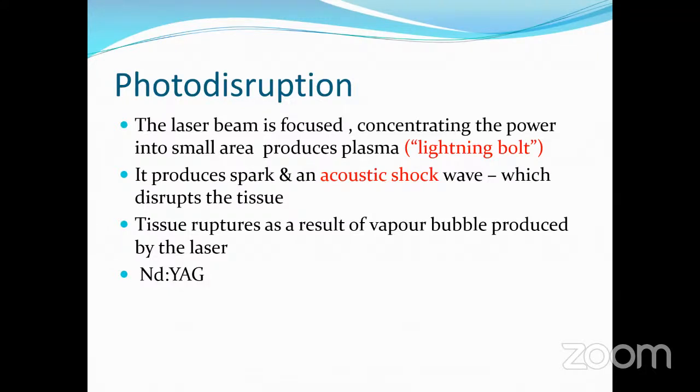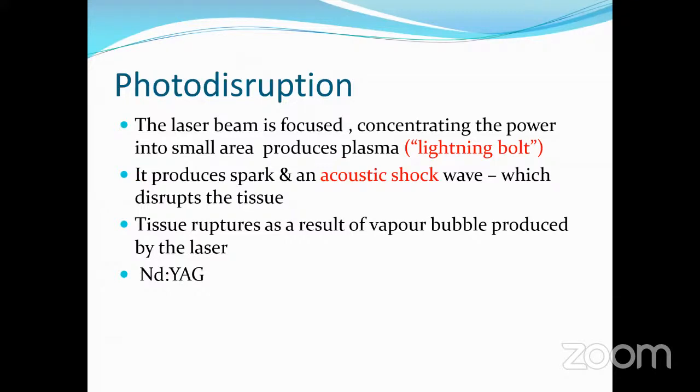It produces a spark and acoustic shock wave, which disrupts the tissue. The tissue ruptures as a result of the vapor bubble produced by the laser. So this is called disruption. Disruption is usually done by Nd:YAG laser. So we use it to do a capsulotomy, where the capsule is broken.